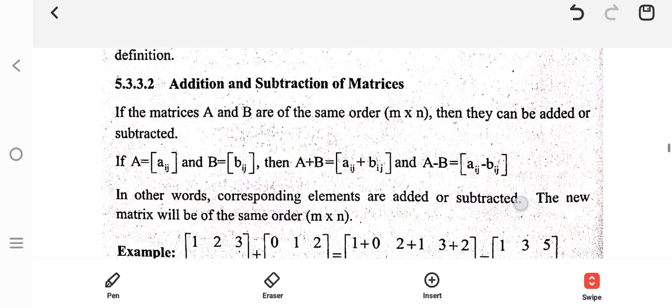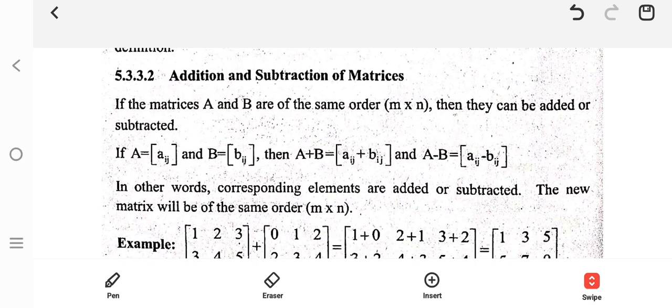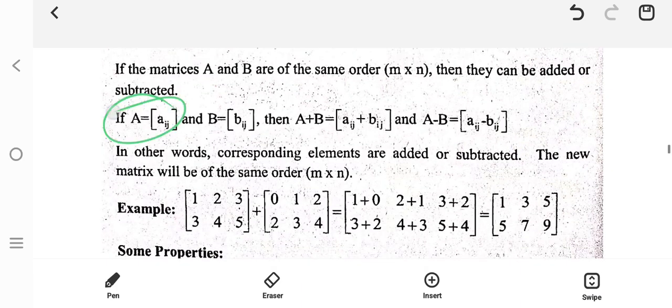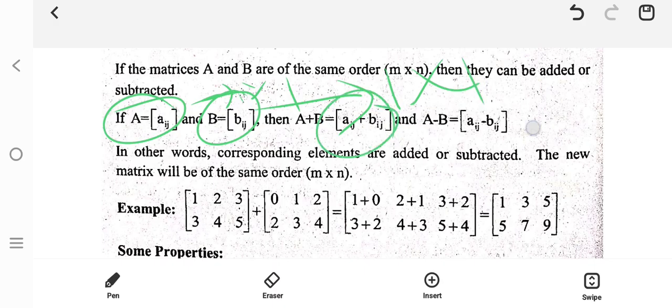Addition and subtraction of matrices. So if the matrices A and B are of the same order m by n, then they can be added or subtracted like this. So if A is of order 1 by 1 and B is also a 1 by 1 matrix, then A plus B will be Aij plus Bij and A minus B will be Aij minus Bij, right?